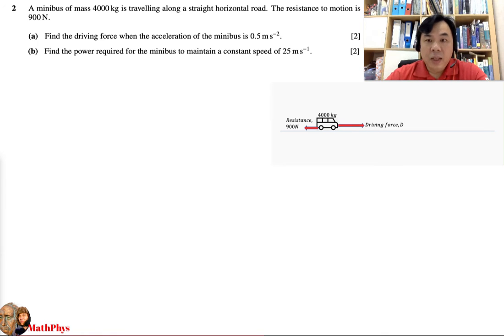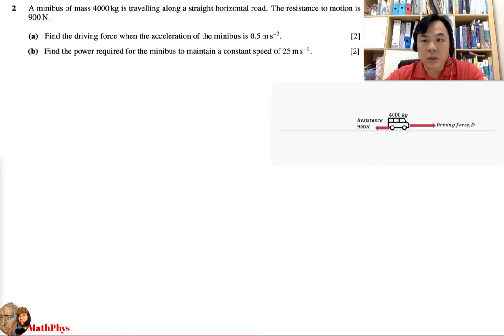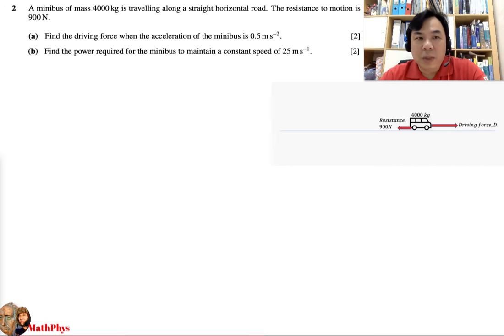Before that, just let me show you how the motion would look like in this case. It's a very simple motion here, you can see. Due to the driving force imposed by the engine, the car, oh sorry, in this case it's not the car, it's a minibus. So the minibus will be able to move forwards. The driving force must be larger than the resistive force in this case.